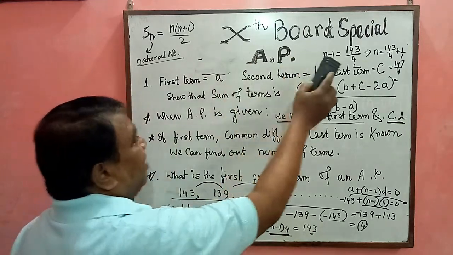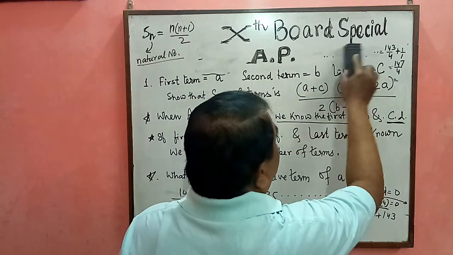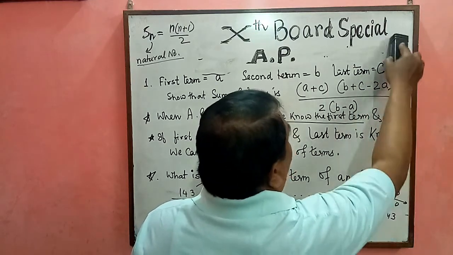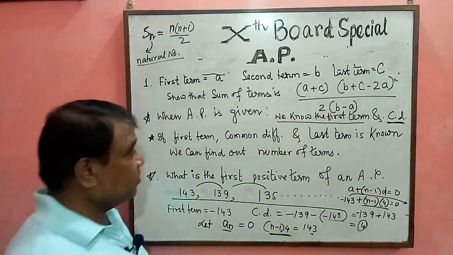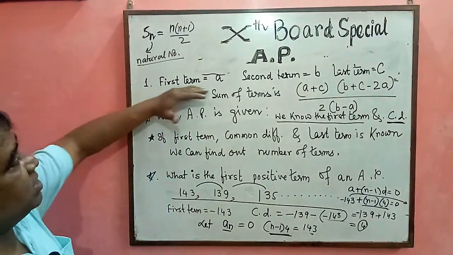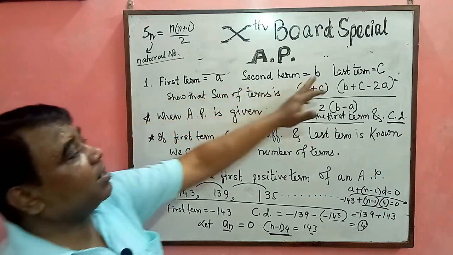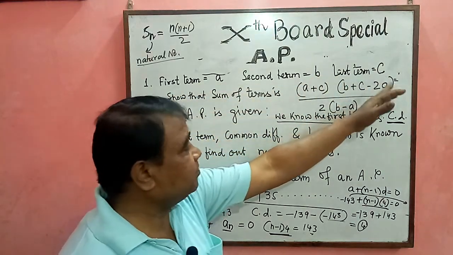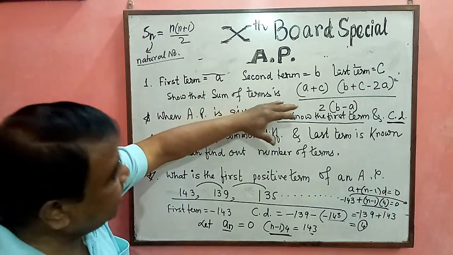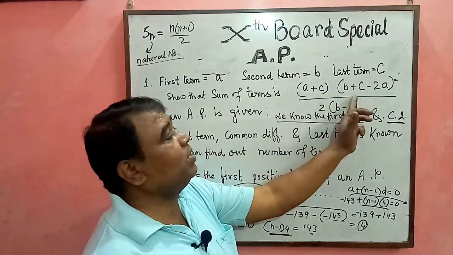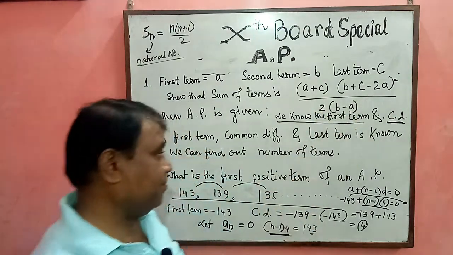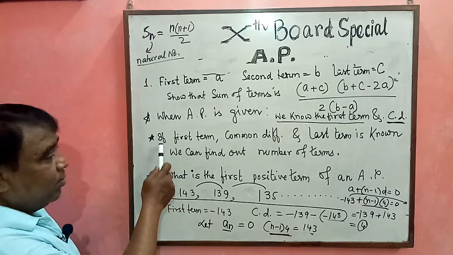Once we have the last term of an AP, we can find the number of terms easily. Here is the question, follow. First term is a, second term is b, last term is c, so that the sum of terms is (a plus c) into (b plus c minus 2a) upon 2 into (b minus a).